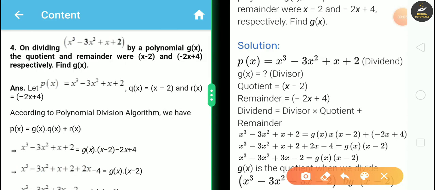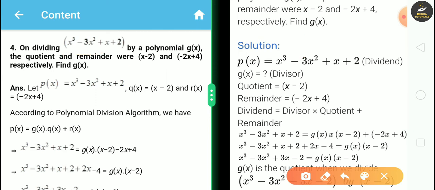Question 4. On dividing x cube minus 3x square plus x plus 2 by a polynomial g of x, the quotient and remainder were x minus 2 and minus 2x plus 4 respectively. So find g of x. Okay, so dividend is given, quotient and remainder are given, and we have to find g of x. So we will use division algorithm. So let's start with the solution.